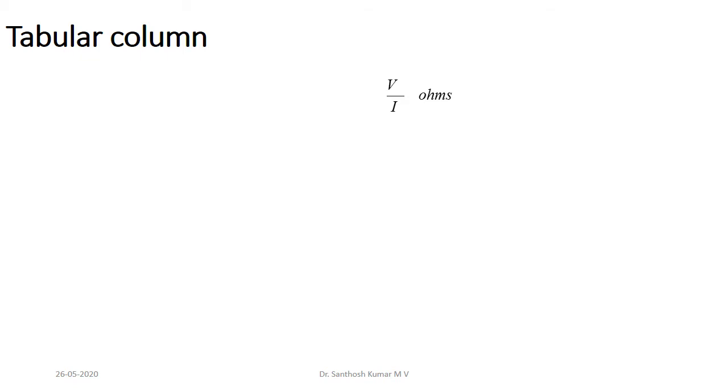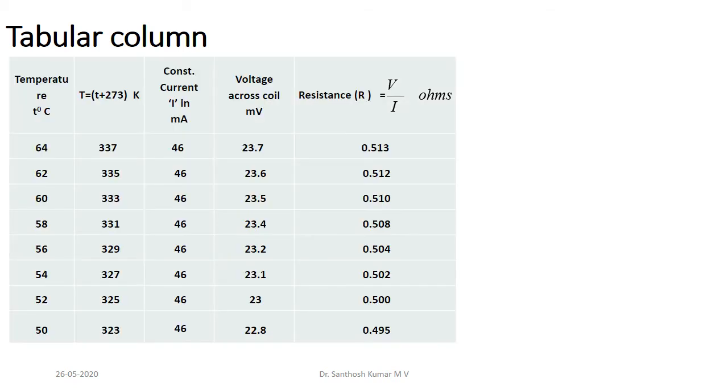I have explained in the previous slide how to record the readings. The recorded readings are entered in this particular tabular column. You can see the temperature varies from 64 to 50 degrees. Parallelly we have the values of current and voltage. We can see that the current is constant, that is 46. However, in the experiment it varies by 1 or 2 decimal points, but we should not consider that because we are using a constant current source for conducting this experiment. Hence we took only the voltage for various temperatures. So that is for the calculation.